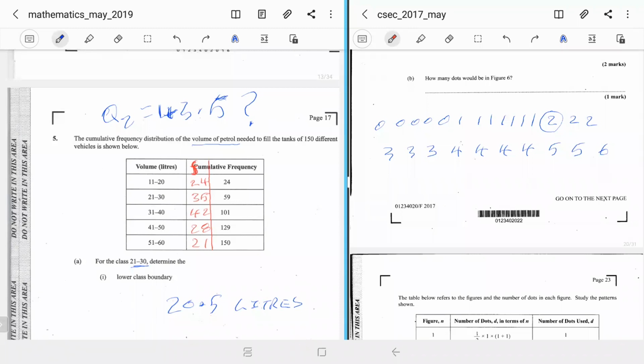Well, which vehicle would have the median amount? But this is n, the number of vehicles. N is 150. There are 150 vehicles, so n equals 150. And these are the count of the vehicles from 24 all the way up to 150. And they are in ascending order with respect to the amount of fuel that they took.